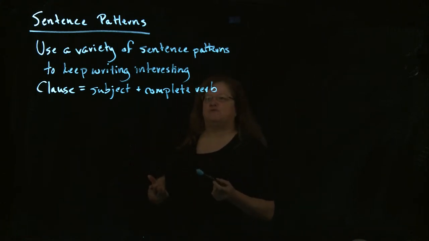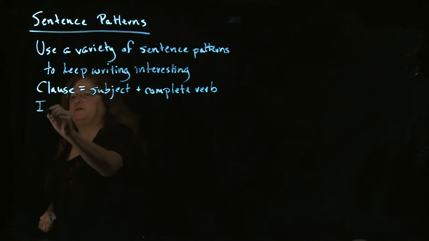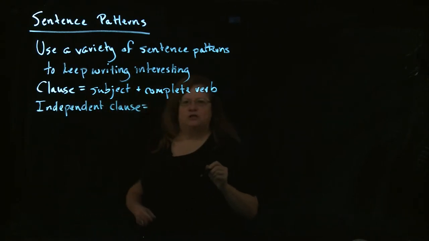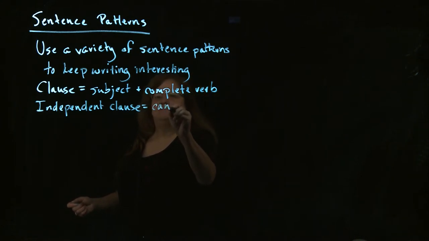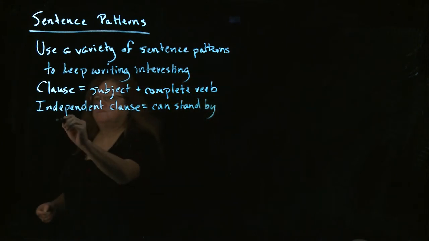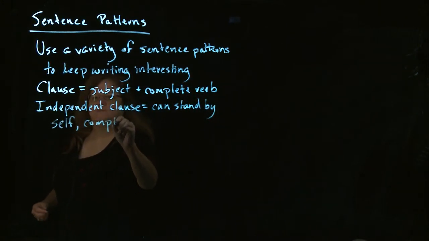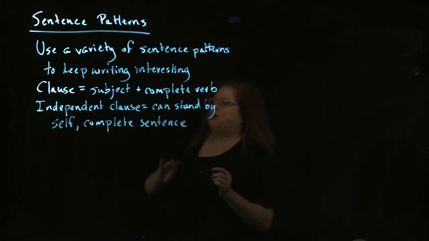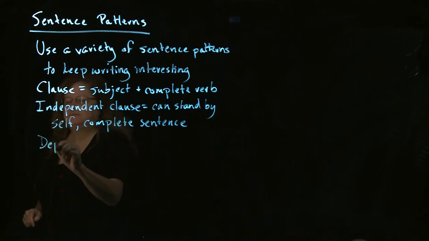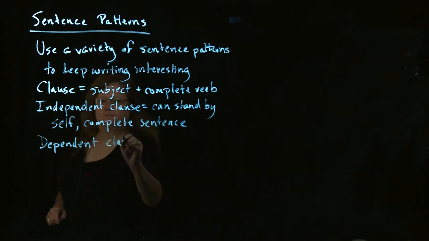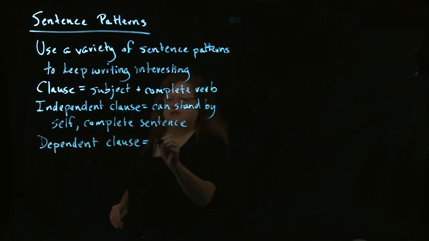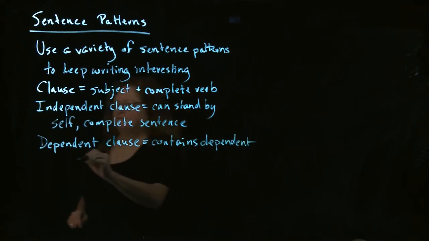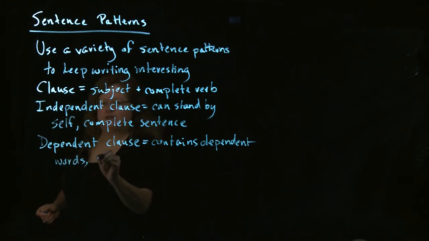Now, there are two different kinds of clauses we look at. We have an independent clause, that's one that can stand by itself as a complete sentence. So that's one kind of clause. The other kind of clause we have is a dependent clause. That's one that contains dependent words. So it can't stand by itself.